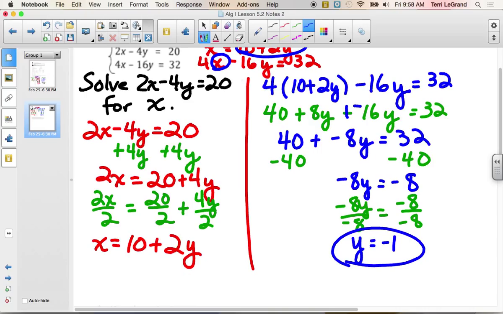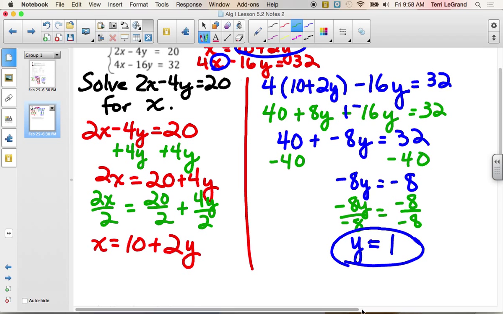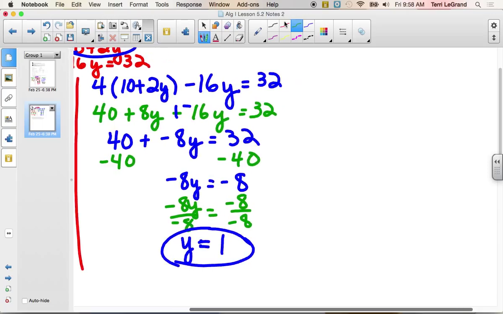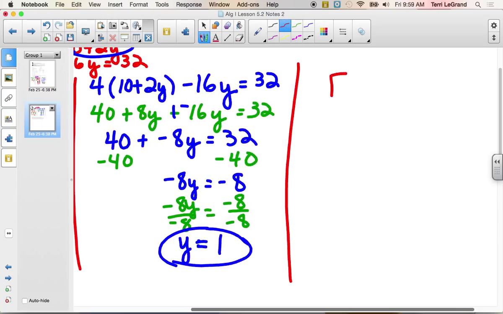Do you agree? Disagree? There you go. Why is it negative 1? Because they're both being divided by. That's a good question. I think it should be what? 1. Positive 1, yeah, good job. So I asked you if you agree with me. Okay, so now that we have y, what's left? X. Find x.